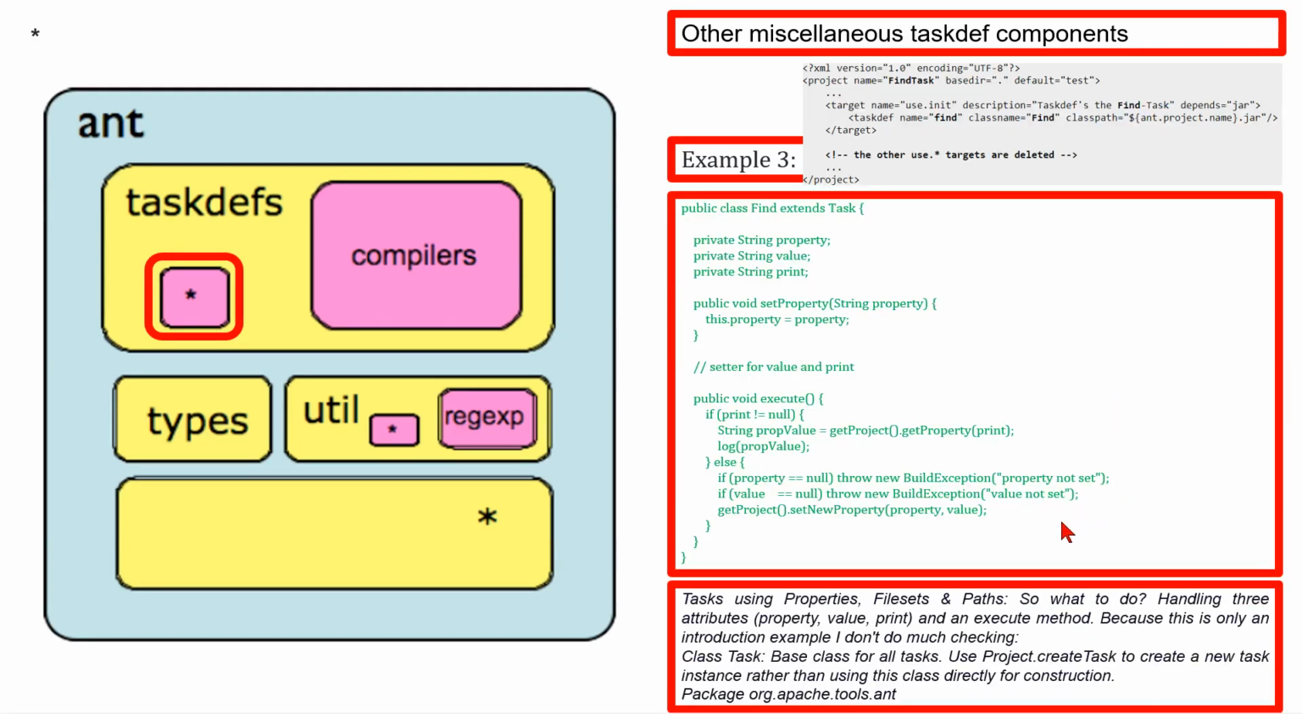Now we are considering tasks using properties, filesets, and paths. So what to do? Handling three attributes: property, value, and print, and an execute method. Because this is only an introduction example, I don't do much checking. The class Task, the base class for all tasks, use project.createTask to create a new task instance rather than using this class directly for construction. This is in the package org.apache.tools.ant. With regard to the build environment, you can see the build file here.